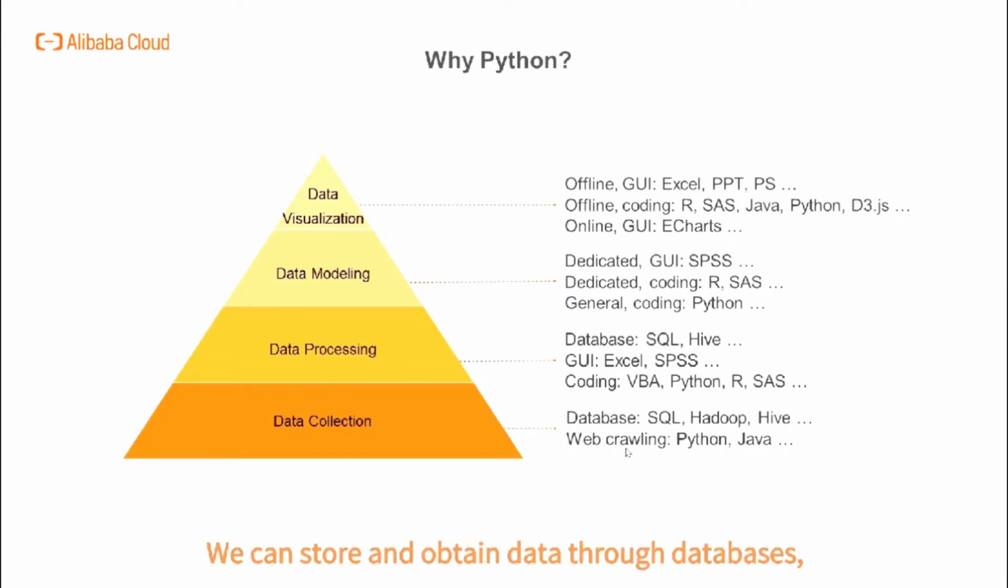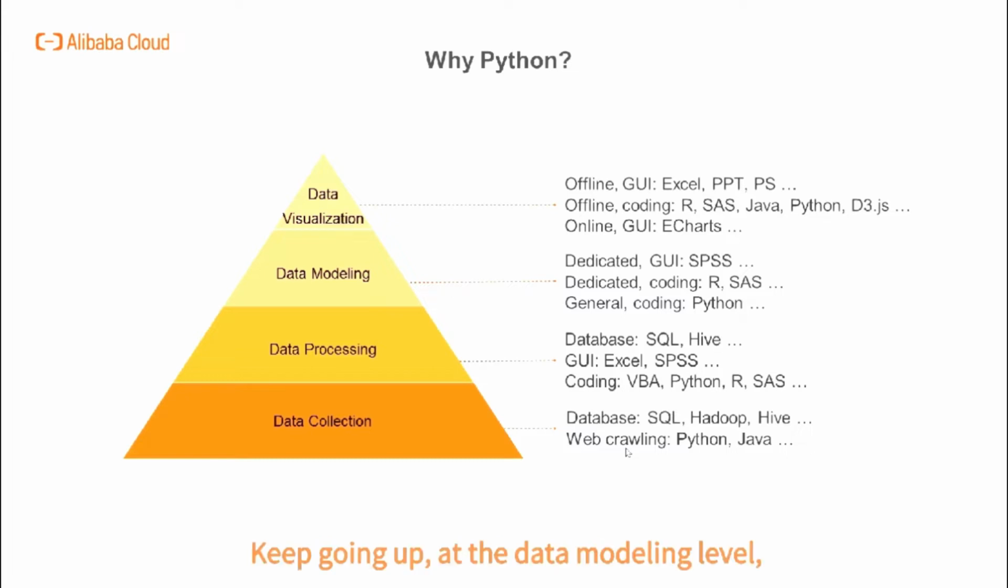We can store and obtain data through databases, including relational databases and non-relational databases. We can also use web crawlers to fetch data. We can use Python or Java to do that. At the data processing level, we can use the standard SQL language to do simple data statistics and queries. We can also write code to complete more complex and flexible data processing tasks. We can use Python, R, SAS, etc.